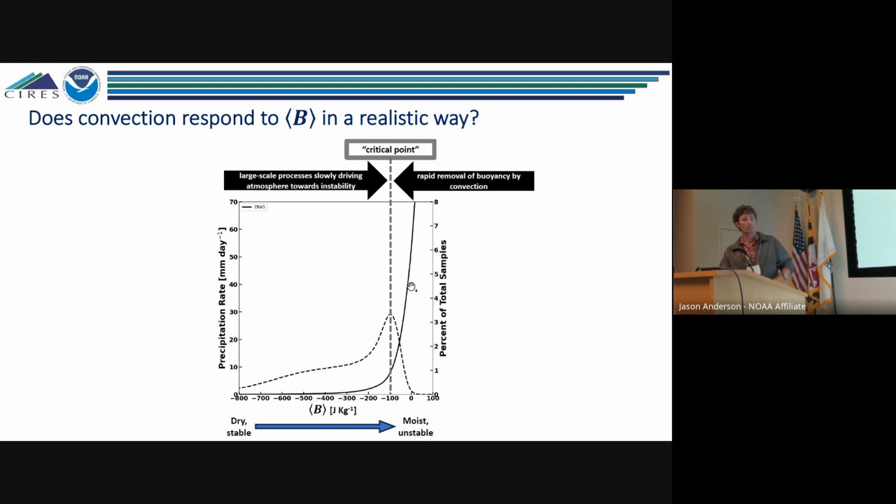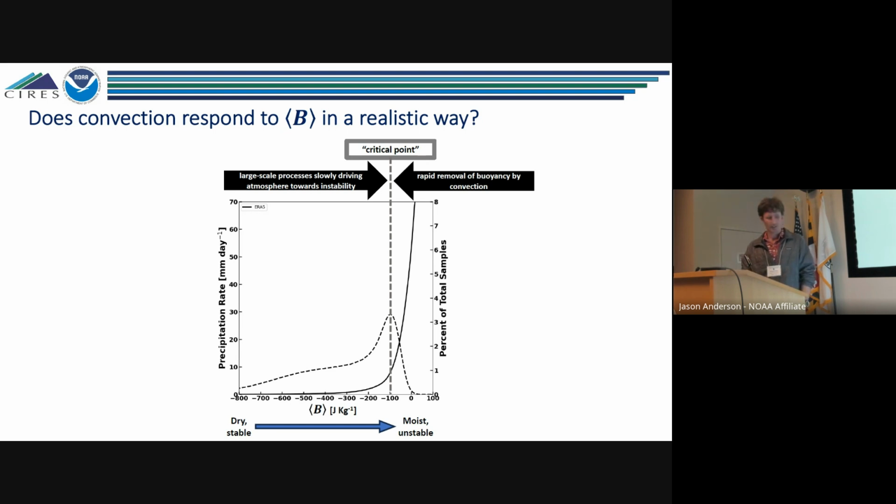You get the rapid removal of buoyancy by convection. And these two processes are pushing towards each other and come into some sort of semi or quasi or statistical balance here near the critical point, which is where we see the mode of the PDF, or the most frequently observed state of the system.